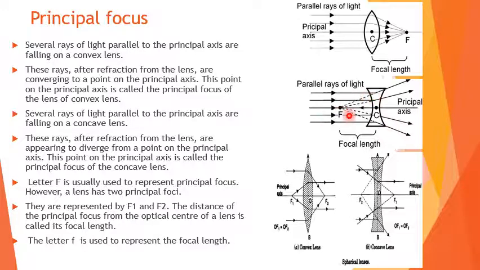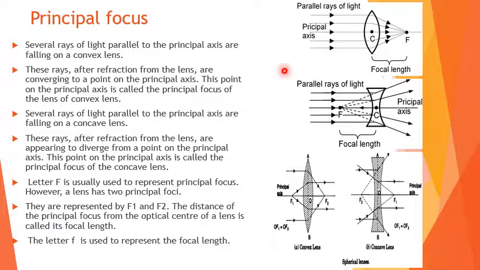But if you see on the other side, they focus. Opposite side. Okay, so this point on the principal axis is called the principal focus of the concave lens. Capital F is usually used to represent principal focus. We have seen the same in mirrors also. However, a lens has two principal foci.